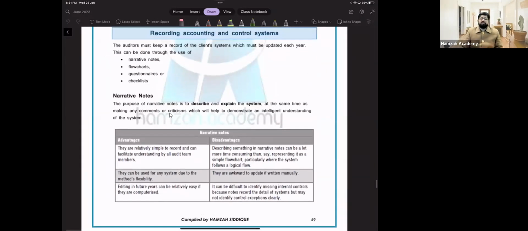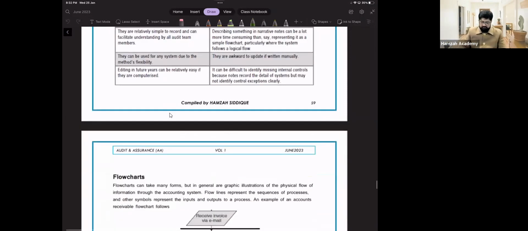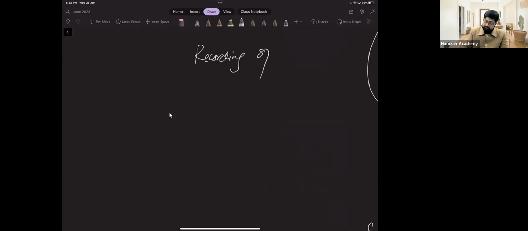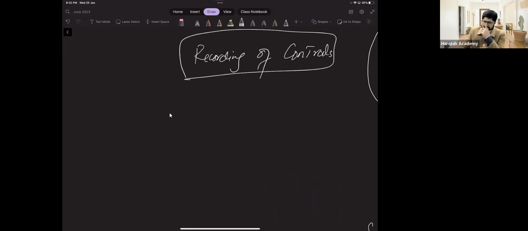The next is recording the controls. Now I am the auditor. I understand the controls of the company. Now I record them myself. The second is recording of controls. Recording of control can be done in 4 ways.